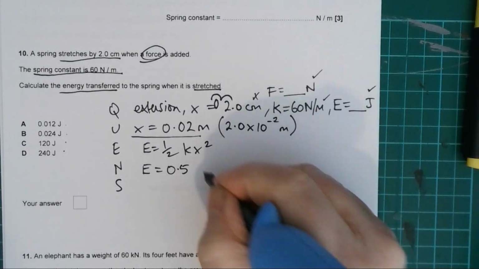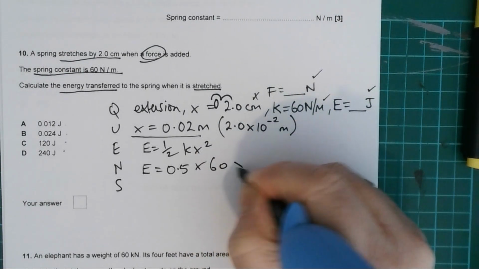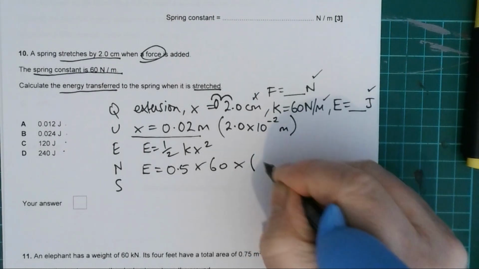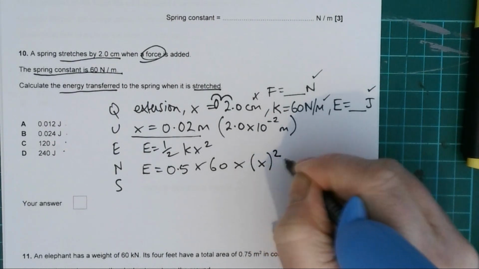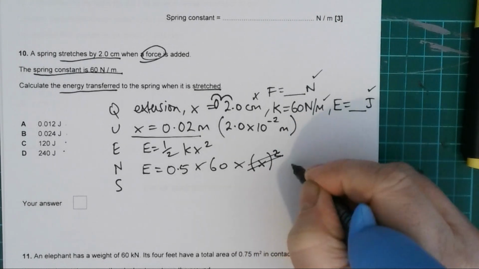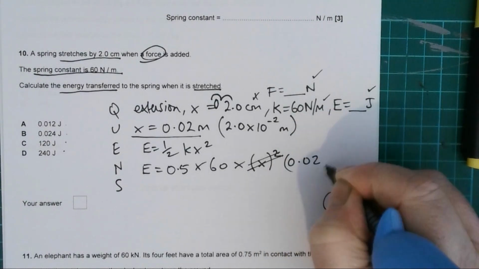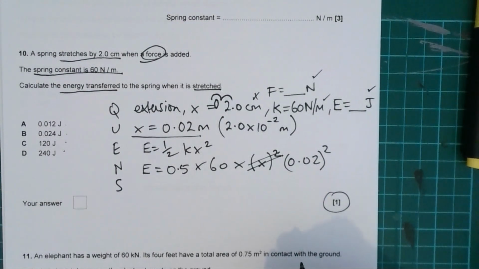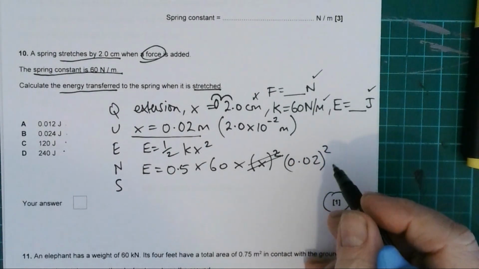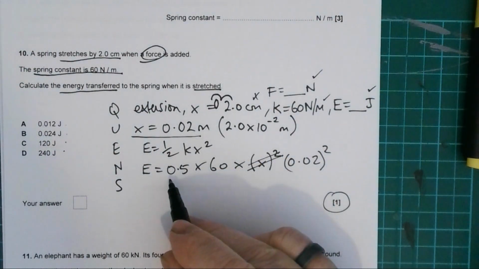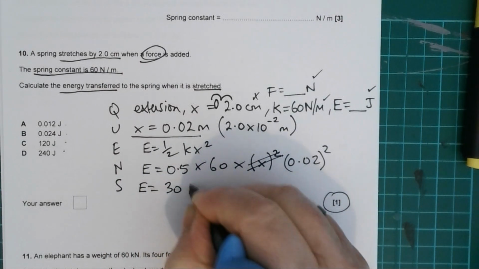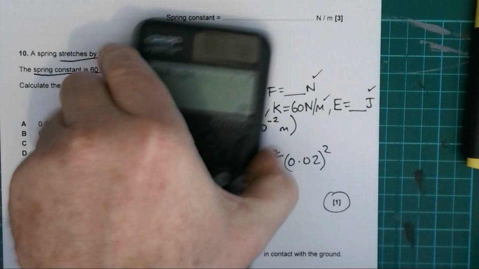Do I know K? Yes, I do. So I'm multiplying by 60. Do I know X? Yes, I do. But careful, X is squared, so I'm going to put that in brackets and square it. I've already forgotten to put my 0.02 in, so I'm going to do this, still putting it in brackets and squaring it. No one likes a square, so let's solve that bit first. I know 0.5 times 60 is 30, so I'm going to make this a bit easier. I'm going to say 30 times, and what is 0.02 squared?